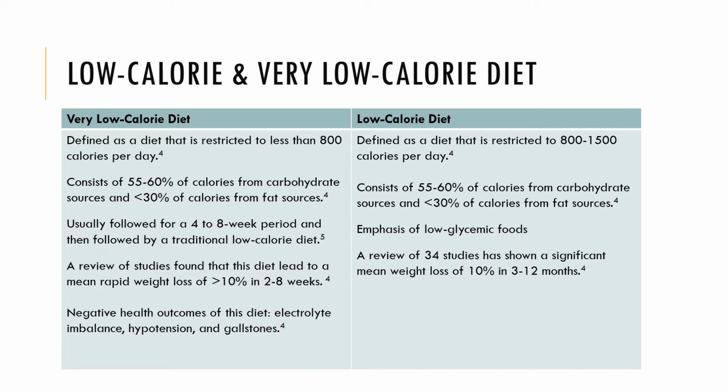So next we have the low-calorie diets. This one is restricted to 800 to 1500 calories per day. It has the same percentage of carbs and fat. However, there's an emphasis on low glycemic foods. Low glycemic foods are ones that have less impact on blood sugar levels, for example, choosing whole grains versus refined grains. And lastly, this one had a mean weight loss of 10% in 3 to 12 months.